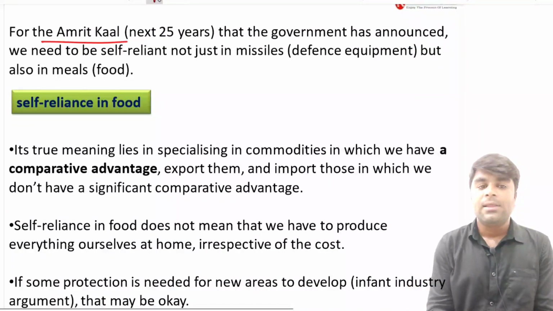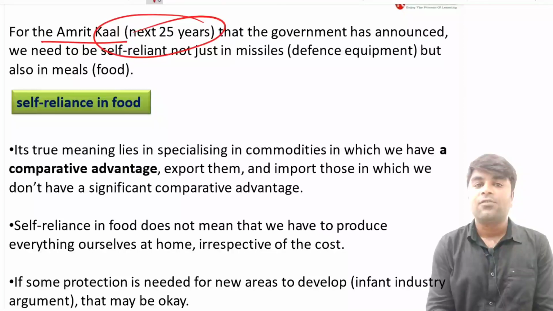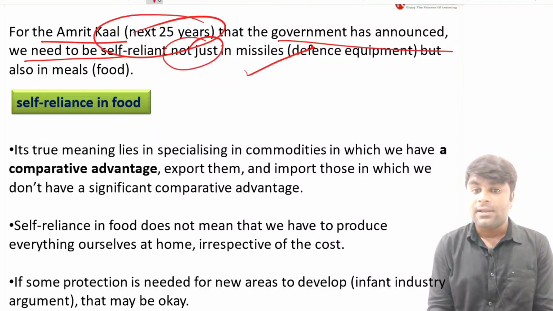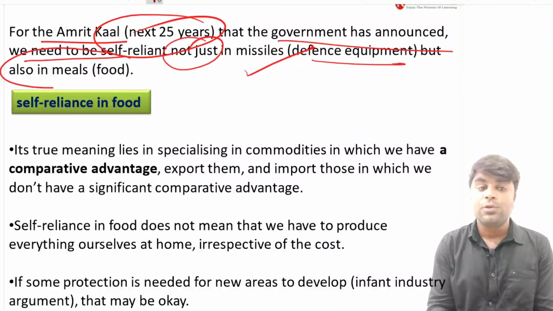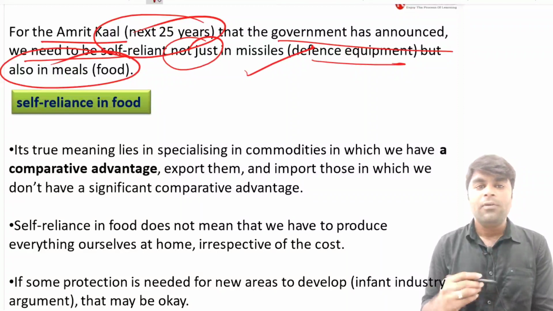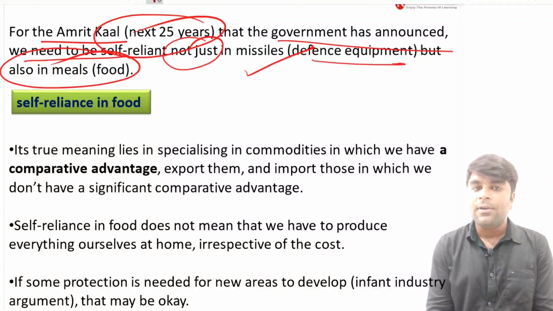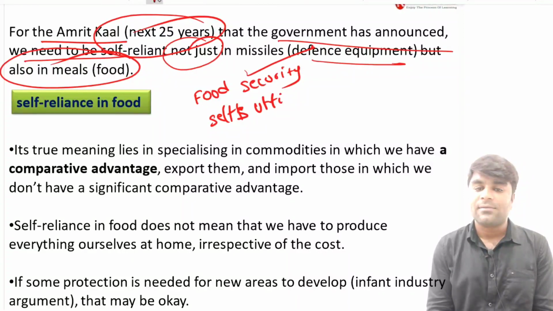See, for the Amrit Kal, that is the next 25 years that the government has announced, we need to be self-reliant not just in missiles, that is defense equipment, but we should also be self-reliant in food. Now, in this context, let me give the difference between the meaning of food security and the meaning of food self-sufficiency.